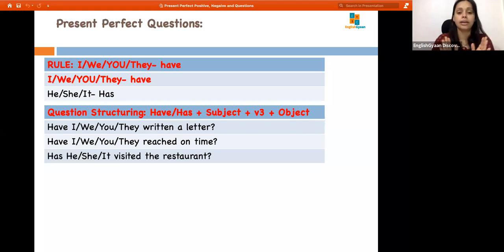It is not compulsory. But whenever it is there, it will come first.